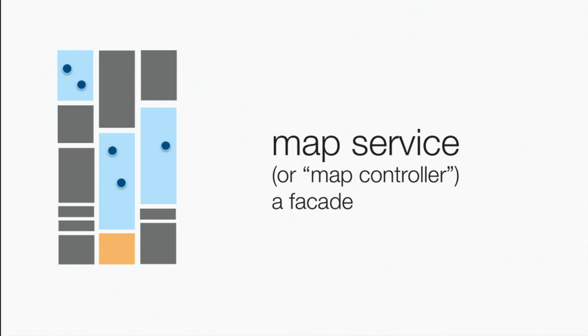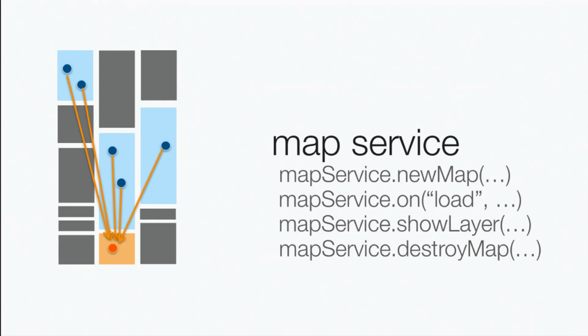And the way the controller is going to be able to do that is through some central point. We're going to call it a map service. You might call it a map controller. It kind of just depends on what framework you're using, but the idea is that this is one module in your whole system that has access to the map. It's a facade. It's going to expose methods like new map and on to represent the events. It's going to expose show layer and destroy map.